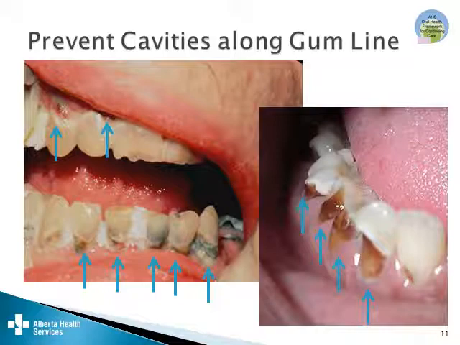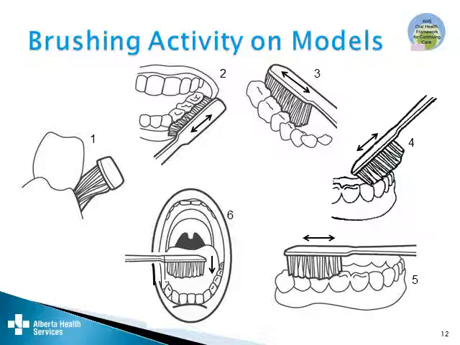The toothbrushing technique. This is the brushing technique in a picture or diagram format. 1. Place the brush at a 45-degree angle against the tooth, making certain that the bristles are at the gum line. Gently brush the surface of each tooth along the gum line using a short, gentle back-and-forth vibrating motion.